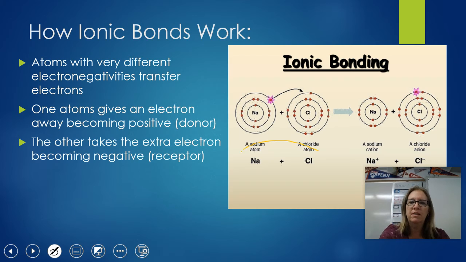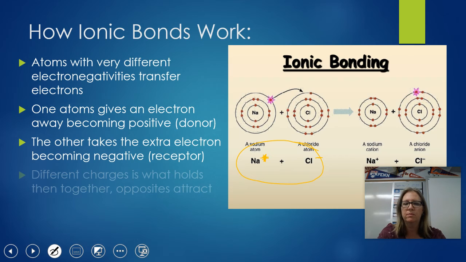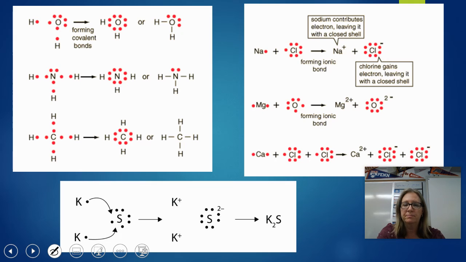And we talked about that last section when we talked about the sodium chloride. Sodium is giving away its extra electron, so it's becoming positive because it gave it away. Chlorine gains that electron, and so it's more negative, and so now it's negative, okay? Chlorine would be the receptor. And it's that different charge, it's that attraction of the opposite charges that holds those elements together, okay?